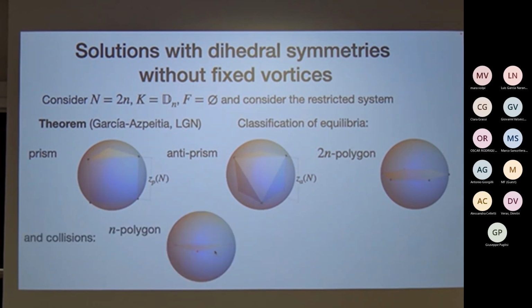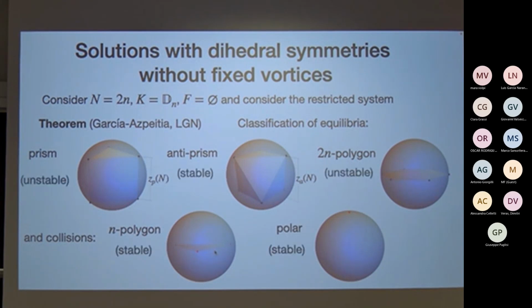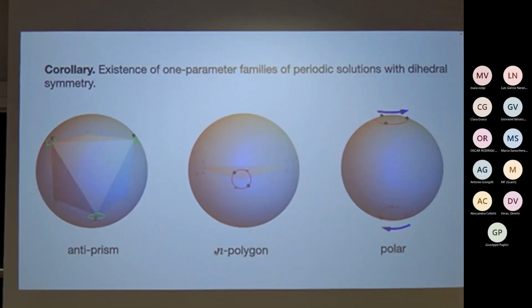Then you also have collision solutions where you have binary collisions on the vertices of an n polygon, or where half of the vortices are at the north pole and half of them are at the south pole. So once you have this, you may determine the stability. The antiprism and the collisions are stable, the other two are unstable, and then you can apply Lyapunov's theorem on the restricted space to show, so this is a proof of existence of one parameter families of periodic solutions around antiprism solutions and polygon and polar solutions.